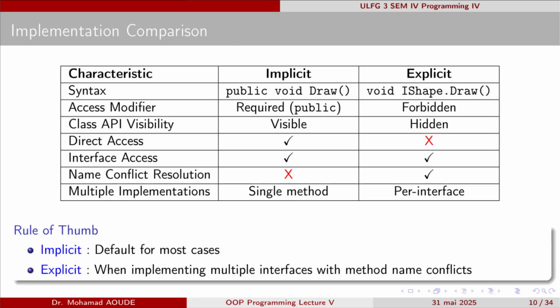This table provides a summary of the differences. Access modifier: implicit requires one, like public; explicit forbids it. Name conflict resolution: implicit doesn't solve this if one method is intended for multiple interfaces with different logic. Explicit is designed for this, with multiple implementations for the same method name from different interfaces. Implicit uses a single method for all. Explicit allows per-interface implementations. Rule of thumb: use implicit implementation for most cases. It's simpler and usually what you want. Use explicit implementation when you have method name conflicts between interfaces or when you want to hide an interface's methods from the class's direct public API.